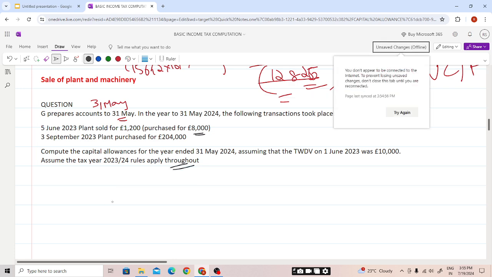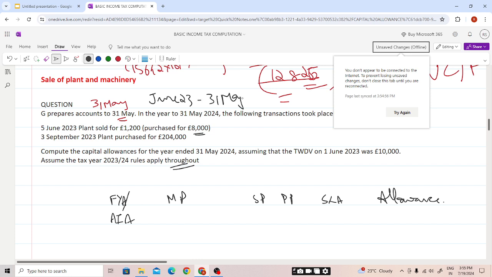So here, students, we have columns for FIA, AIA, then main pool, special rate pool, private use pool, short life asset pool, then the allowance column. Now, students, the accounting period is from June 2023 to 31st May 2024. This is a 12 month period, so no short or long period will come into the picture here. The limit and the percentage will remain the same.